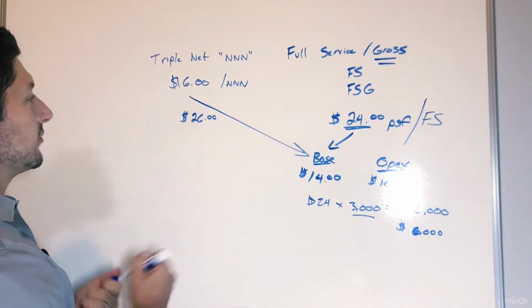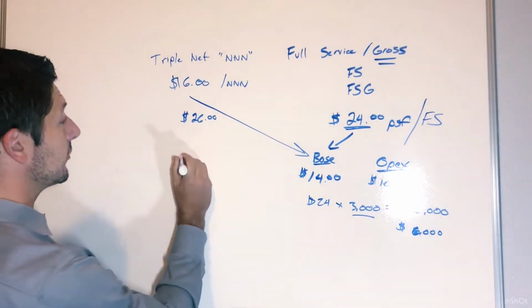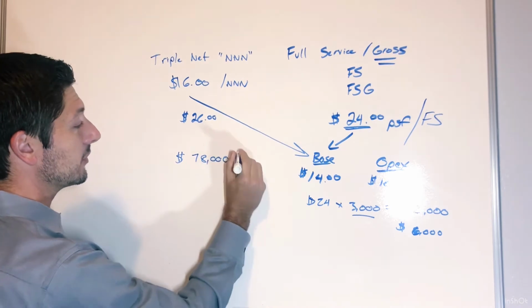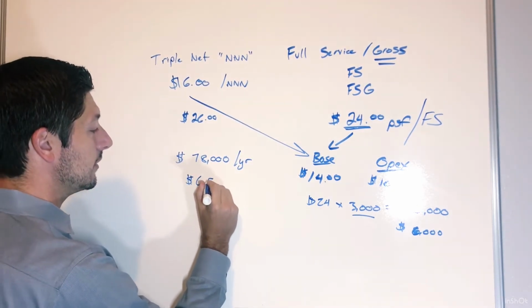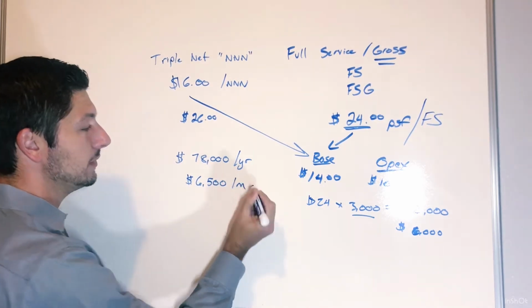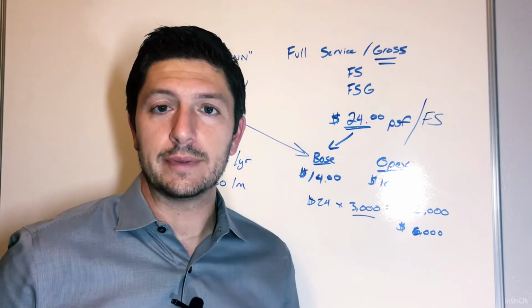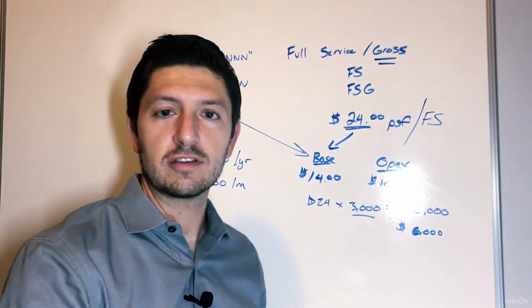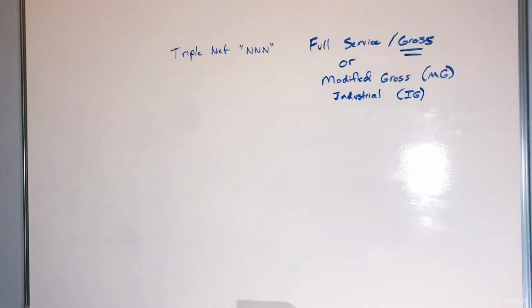And so obviously, just to finish out the example, if it's the same 3,000 square foot space at $26 a foot, it is $78,000 per year, and that is $6,500 per month in rent. So that right there are the two most common rental rate structures that you will see in the office commercial leasing world. You have a full service gross and you have a triple net.